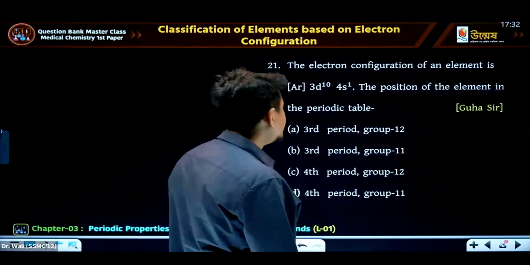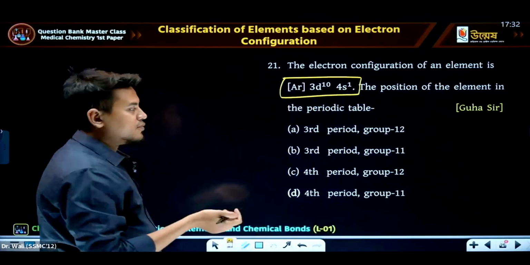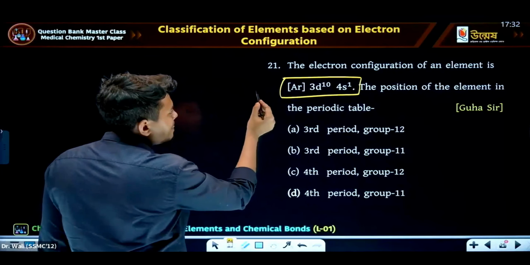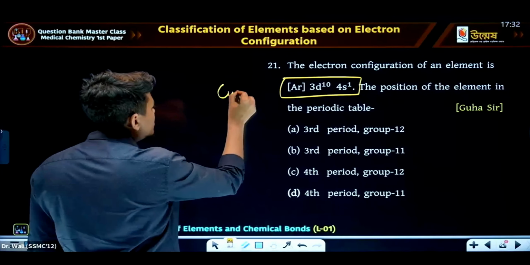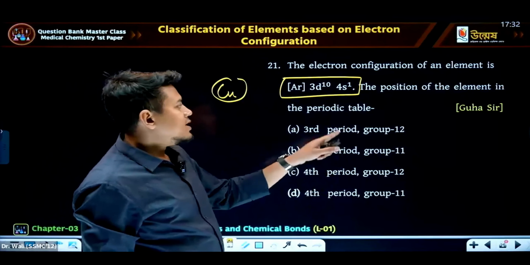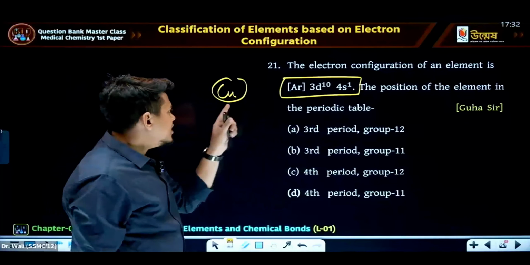Okay. The electronic configuration of an element, argon 3d10 4s1. Since we have solved a similar question earlier, we can easily say that it will be copper, right? So what will be the position of this element?